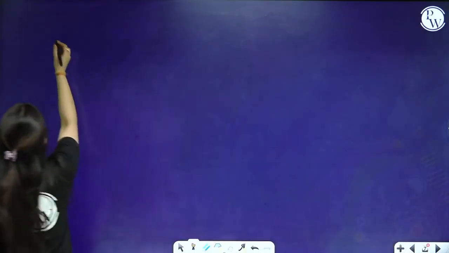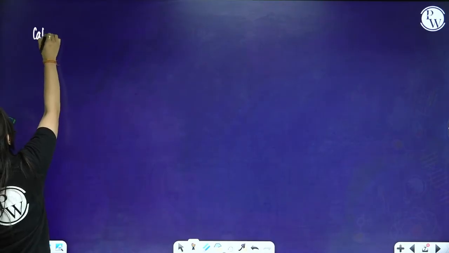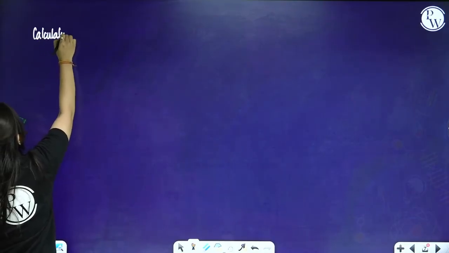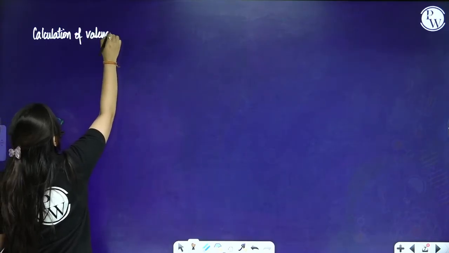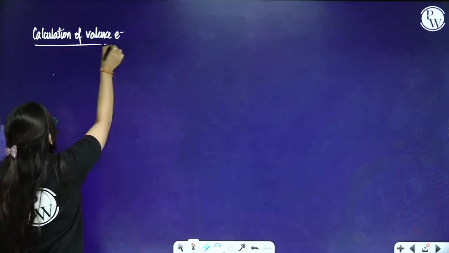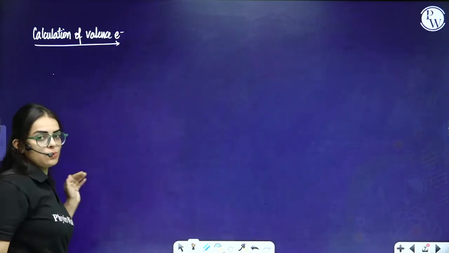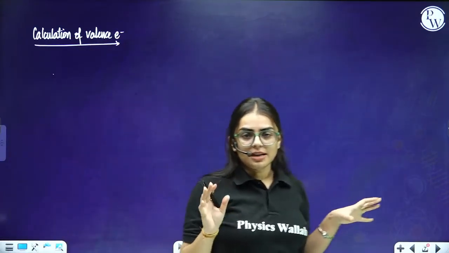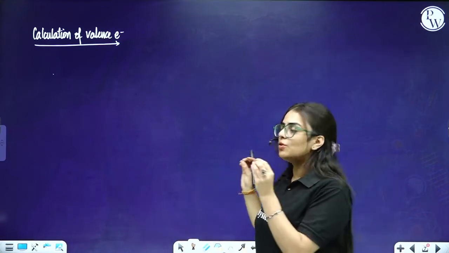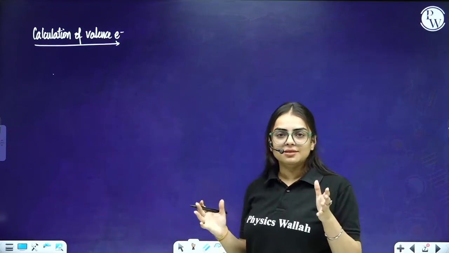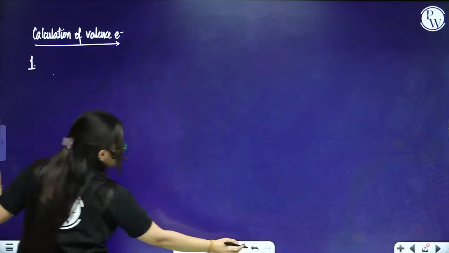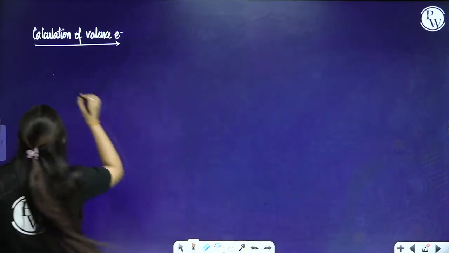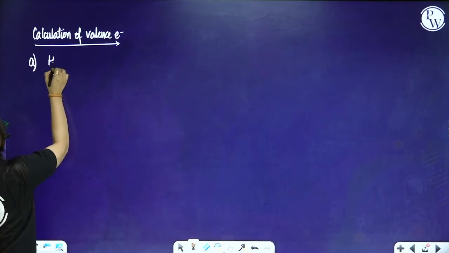So, calculation of valence electrons. We are starting with this part. Now only we have calculated the valence electrons in some of the cases though. But over here, students, I am going to calculate the valence electrons in the case of molecules. So let us see first of all. One by one we are going to calculate. So I am starting with, let us write ABC. That will be much better. So the first part that we are going to start with is H2.